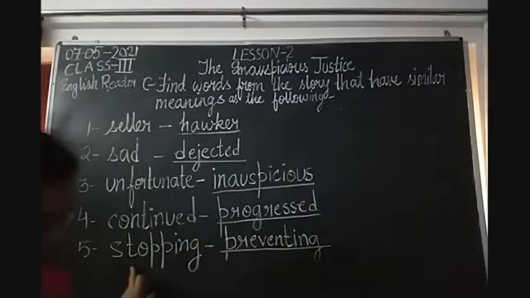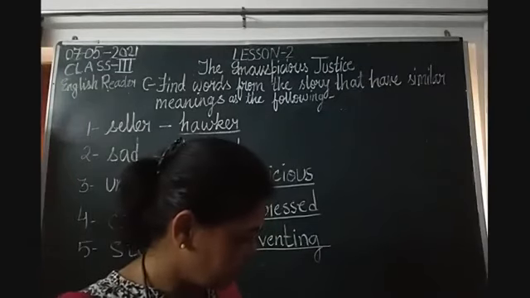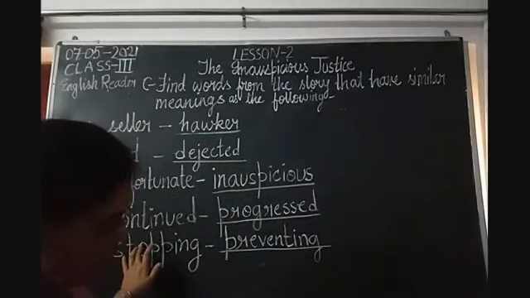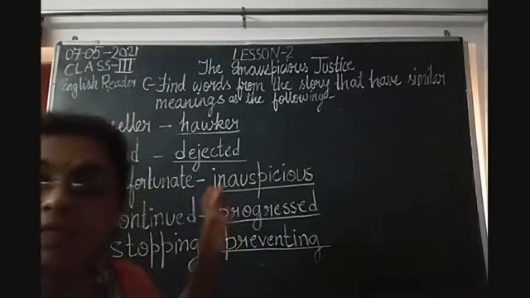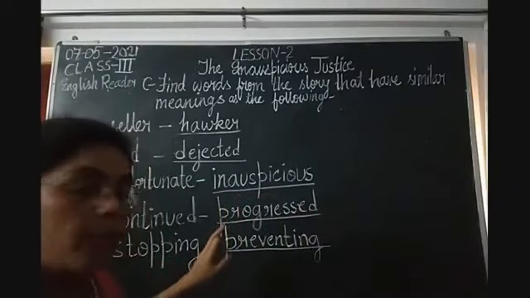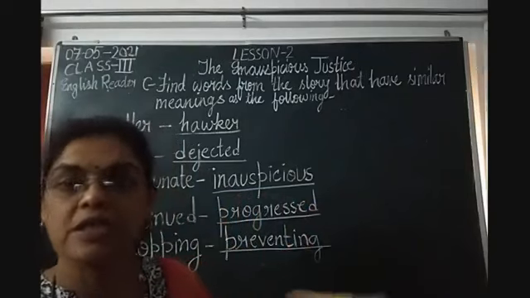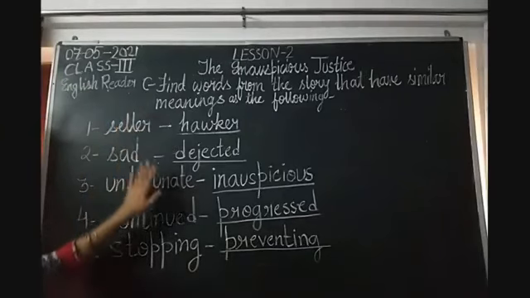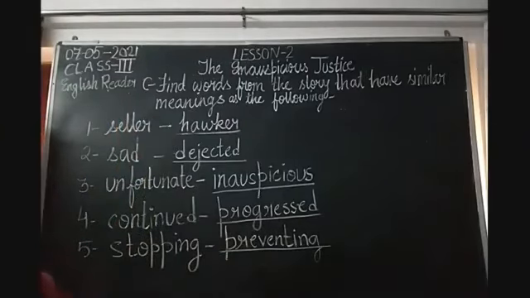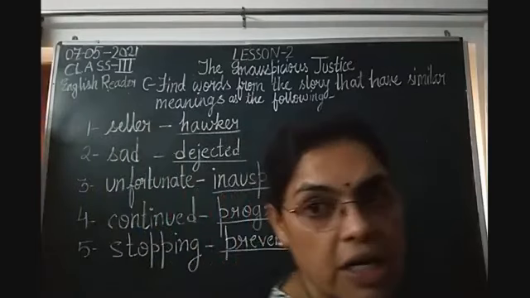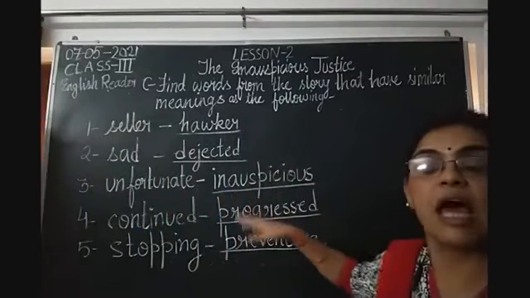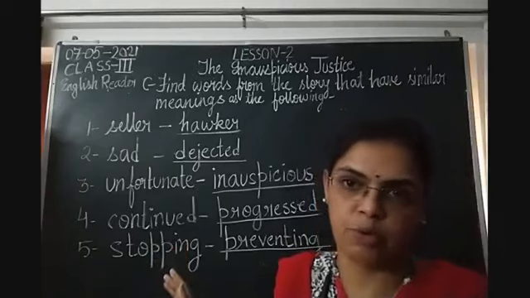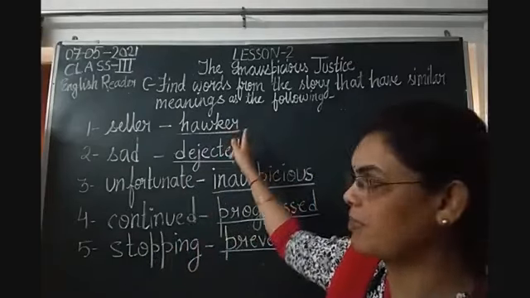And the last word is preventing. Preventing means stopping. And ye kahan pe use hua? Birbal's intelligence stopped Akbar from punishing an innocent person. Fine. So, in my next video, children, I'll be framing sentences on these words. I hope now you're clear with the meaning of these five words and all of you must have completed all the five questions and answers of exercise B in your English notebook. So, next video, I'll be framing sentences.